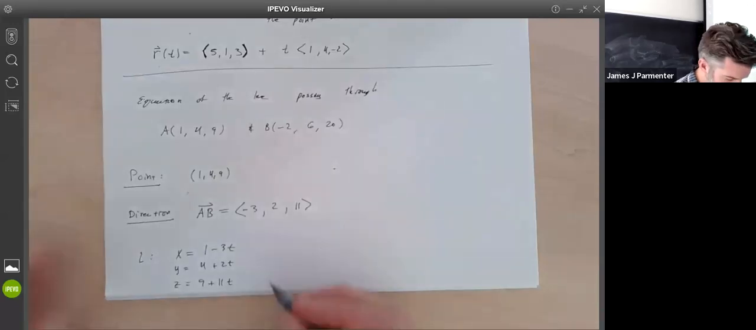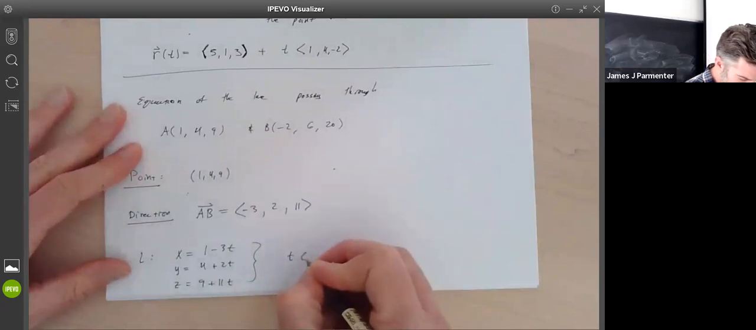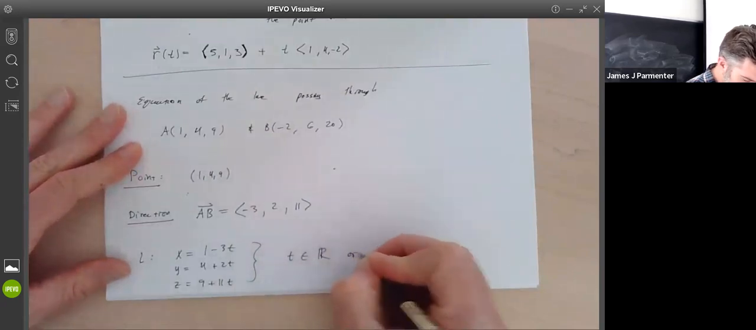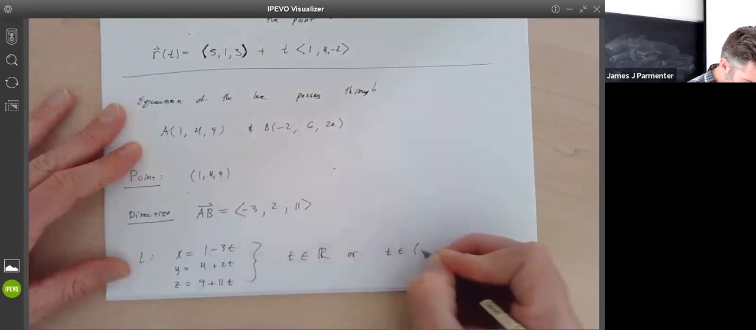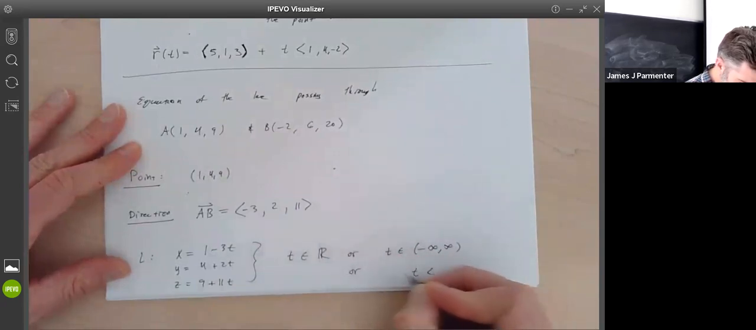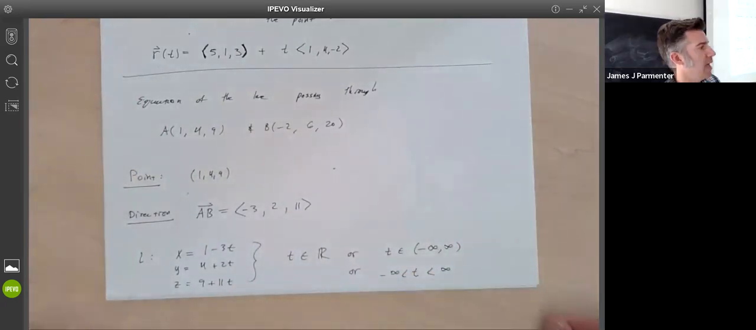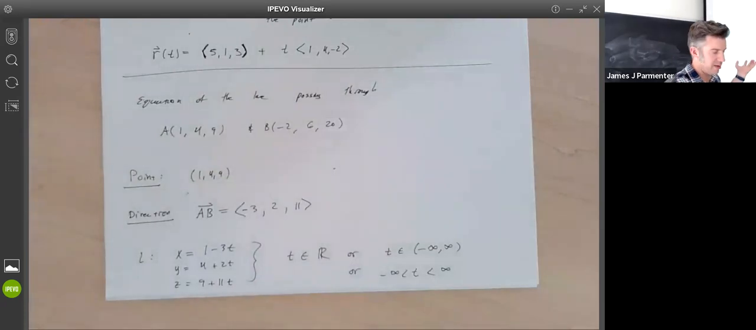Sure, that's a good point. Yes. So we should say that t, you can either say is an element of the real numbers, or t is an element of the set from negative infinity to infinity, or t is between negative infinity and infinity. All of those are valid ways of saying it. Yeah, that's a good point, because otherwise you're like, t could be only positive and then you're only getting a ray instead of the entire line.